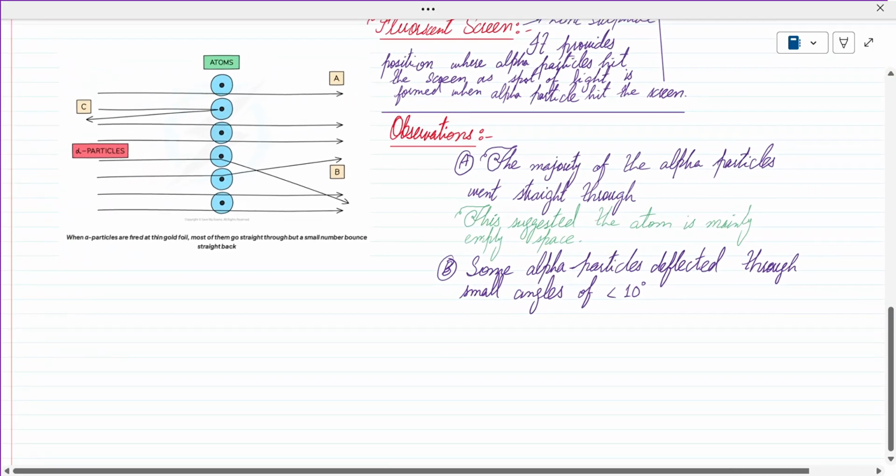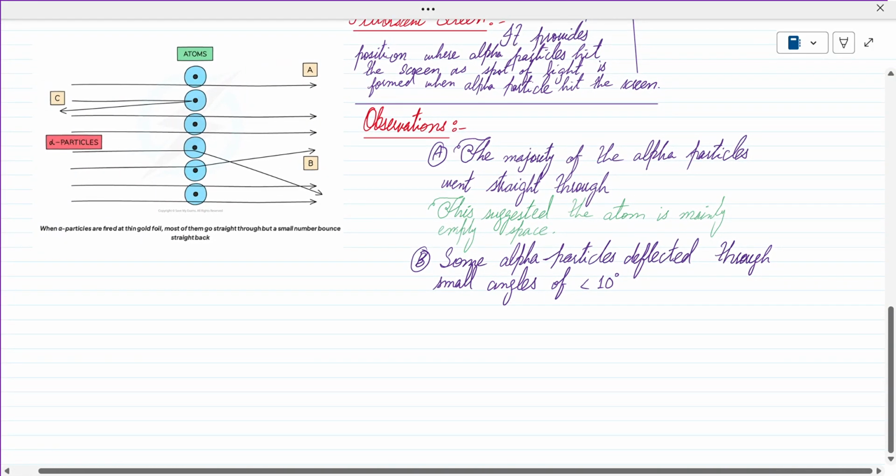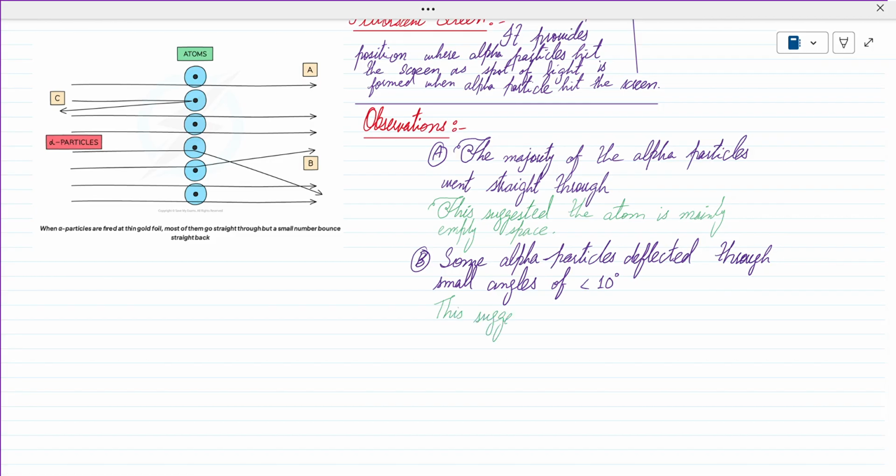So what is it suggesting to us? These are important points for CIA's MCQs. Usually the last two or three MCQs in P1 come from this topic, so it is very important. This suggested there is a positive nucleus at the center.